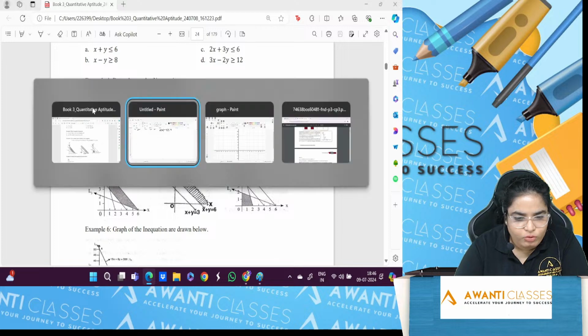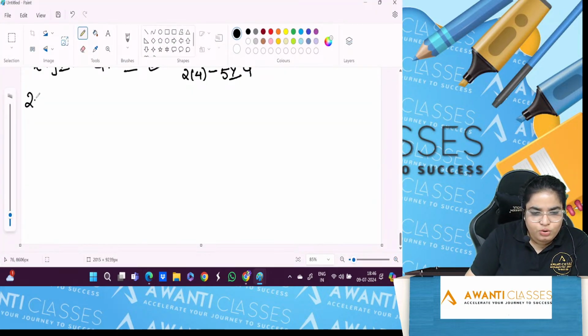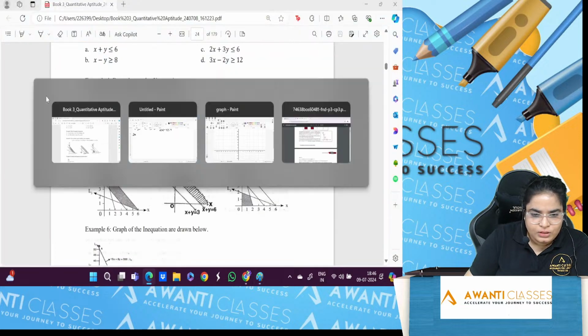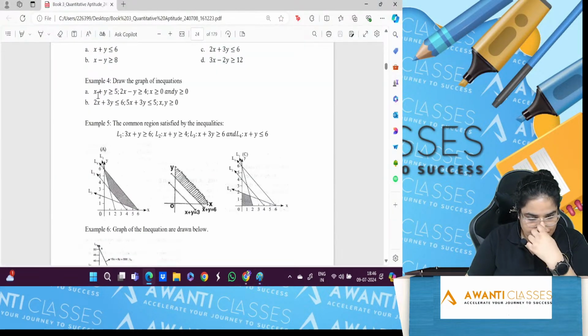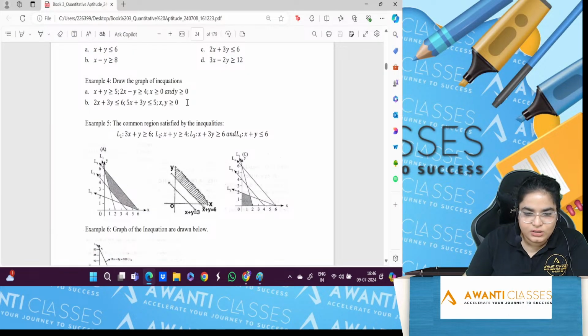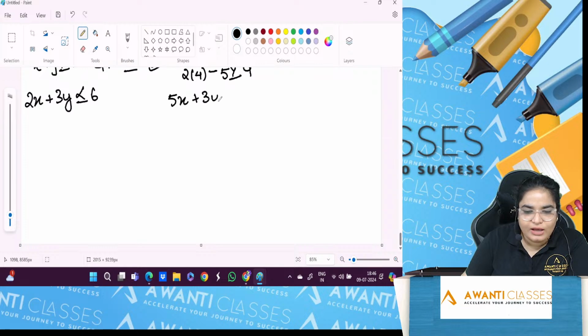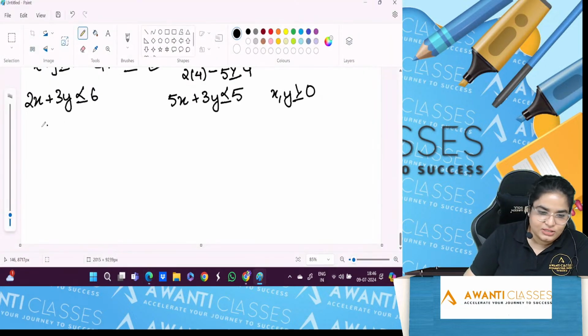Okay. What's the first one? The first one is 2x plus 3y should be less than or equal to 6. Okay. Similarly, 5x plus 3y should be less than or equal to 5. x and y should be greater than or equal to 0. Okay. Let us try this.